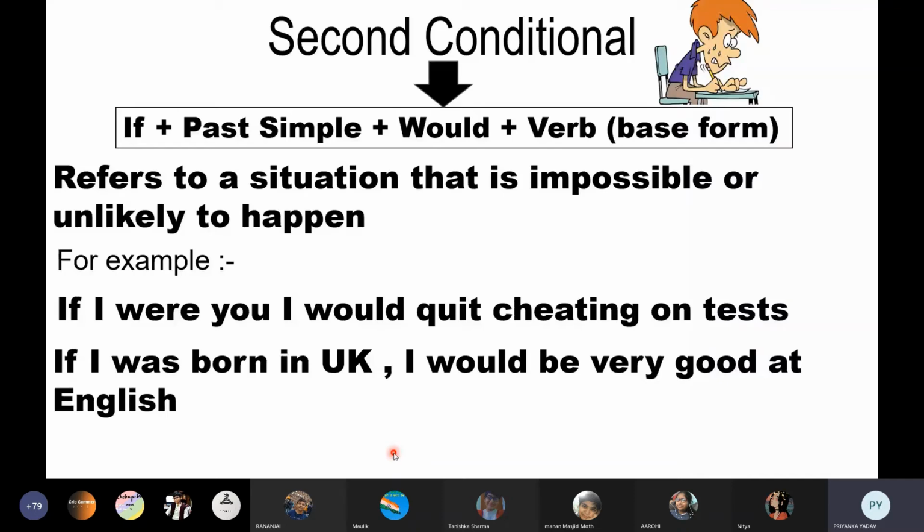Now, second conditional is also called imaginary conditional sentence or unreal conditional sentence. Basically, second conditional or imaginary conditional sentence is used to talk about a hypothetical situation, right? Or an imaginary condition or an unreal condition. It means this type of conditional sentence is used to only make imaginary sentences, right? Now, like a condition which is not possible to be fulfilled in the present or in future.